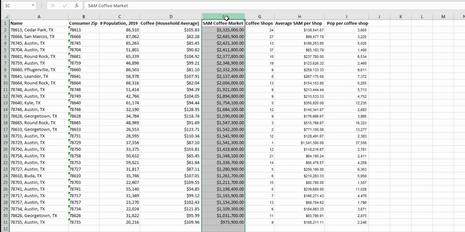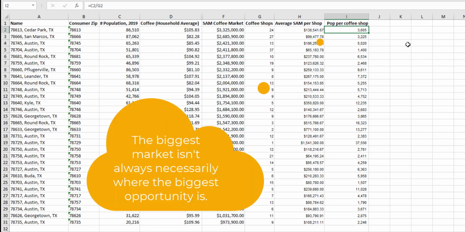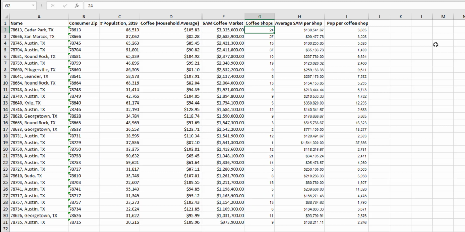What I'm looking for, I've got it all sorted here by the highest market. The highest market is Cedar Park, a suburban community, with a huge market size, over 3 million, but there's already an estimated 24 shops servicing consumers in that zip code. When I break that down per average, it's not a whole lot. If every coffee shop split that market up equally, it'd be about $138,000 for each slice of pie. The population, unsurprisingly, is also not that lucrative. For every coffee shop, there's about 3,600 people it can serve. So even though the market is the largest here, it may not be the most lucrative opportunity because it's a little bit saturated in competition already.